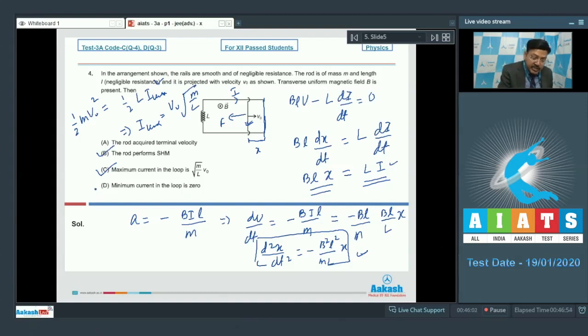So minimum current in the loop is 0 is also a correct option. So question 4, options B, C and D are correct. Let's now go on to the next question.